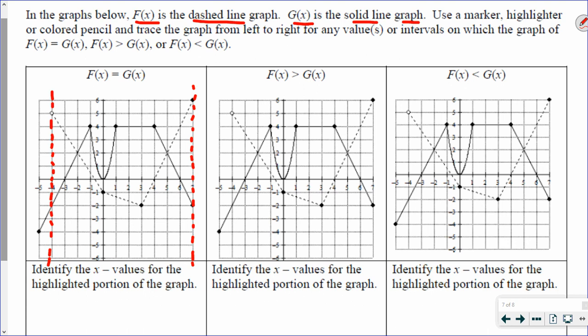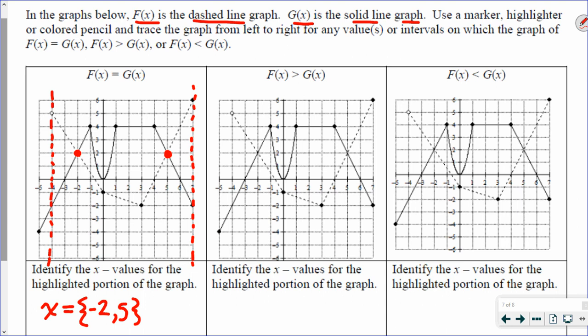Okay, so let's say we want to find where f of x equals g of x. Again, we're just looking for the points of intersection of the two graphs. So I can see that the graphs intersect here and here. And we're identifying the x values. Again, those are just single points, so we could use set notation and just say x equals -2 and 5.